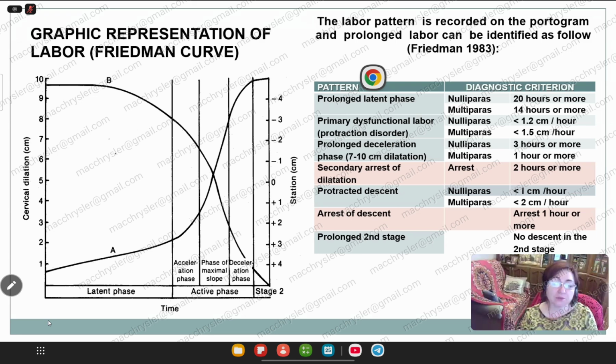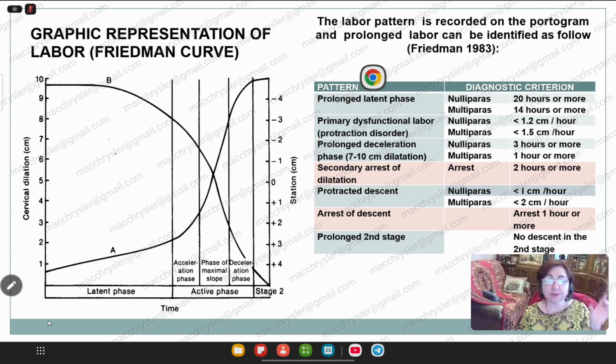Secondary arrest of dilatation. What does it mean? In the beginning, contraction was normal, dilatation of the birth canal was normal, but after that something occurs and the cervix does not dilate normally. It might be exhaustion of the patient, problems with the cervix, or cephalopelvic disproportion. You need to find the reason and find solutions, because with secondary arrest of dilatation it is obligatory to check and rule out CPD, cephalopelvic disproportion.